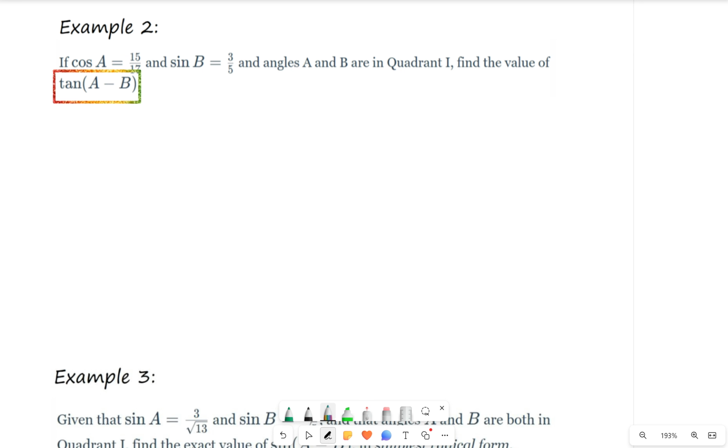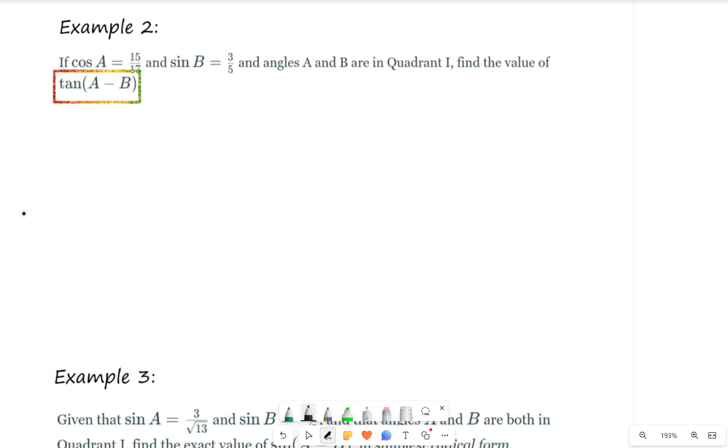Okay? So go ahead and pause the video here, and I want you to go ahead and construct the two right triangles just like we did in the previous problem, in example number 1. So start off with two right triangles and label, and then come back to the lesson. So pause at this time.